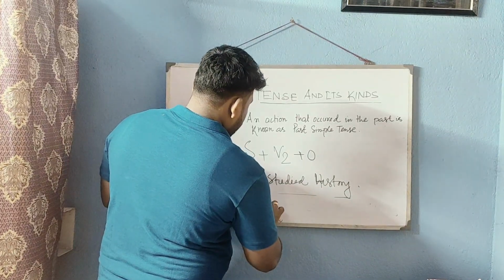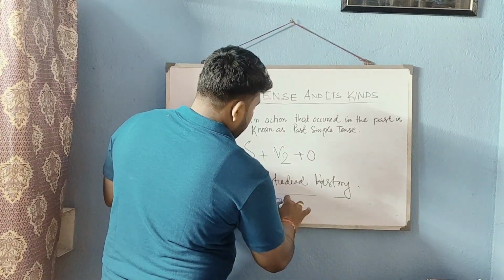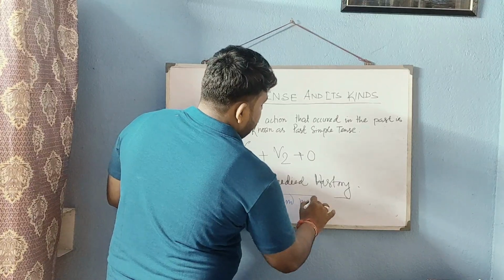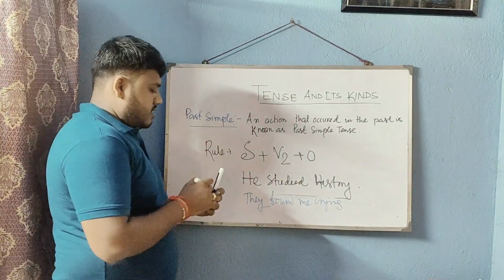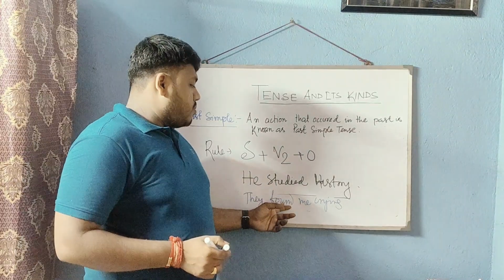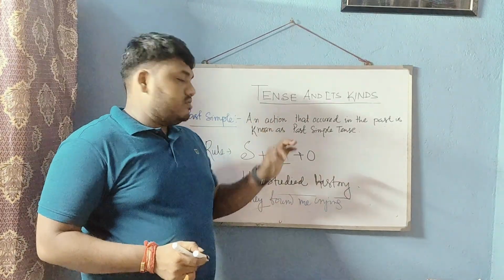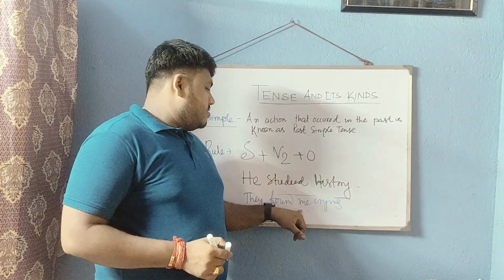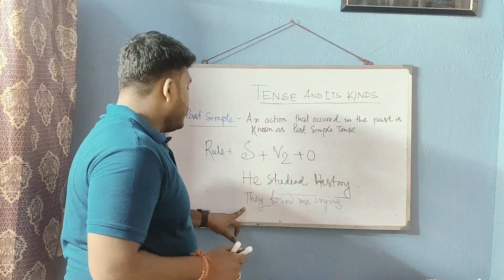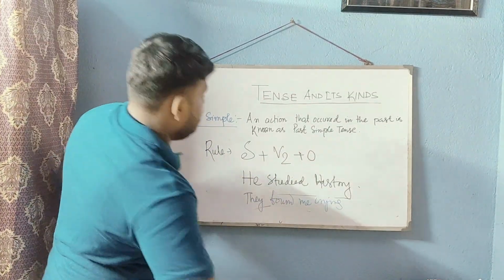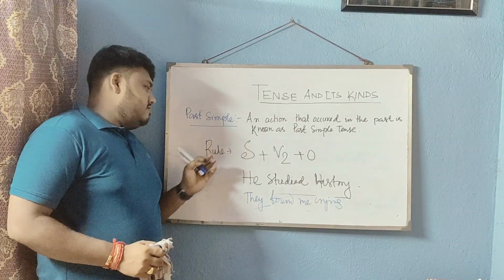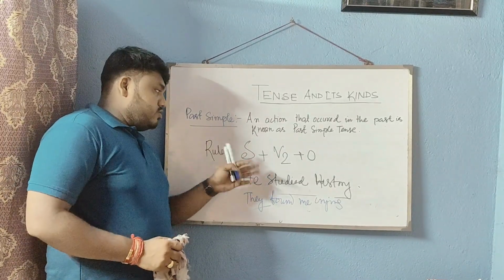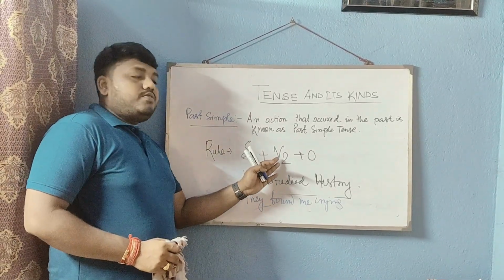They found me crying. So they is the subject here. Found is the past form of the verb find. So find, found, found. Me is the object here. So they found me crying. This is about past simple tense, and this is its rule: subject, past form of the verb, and object.